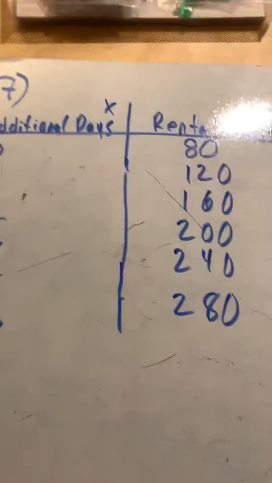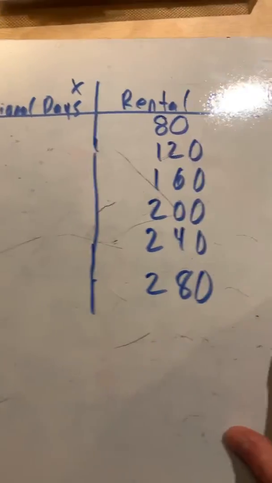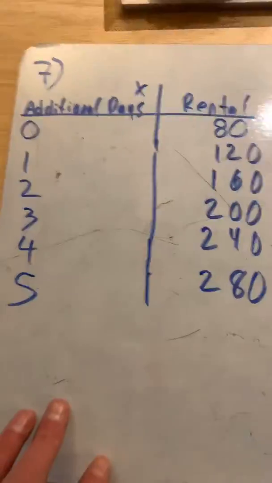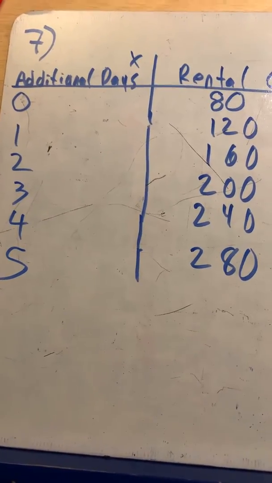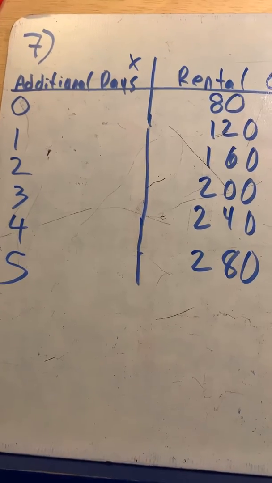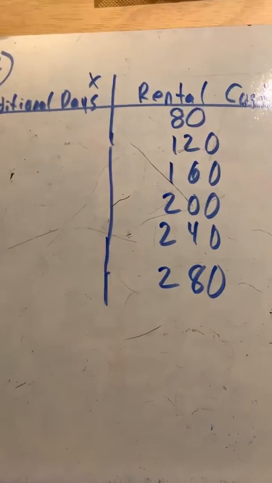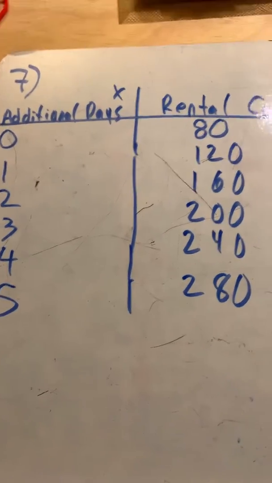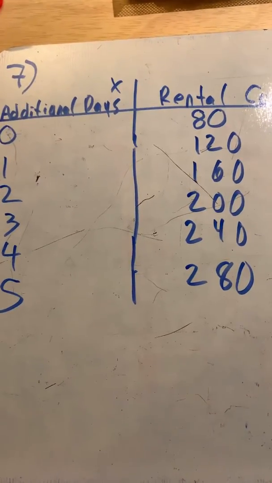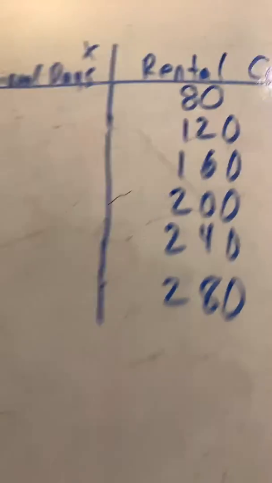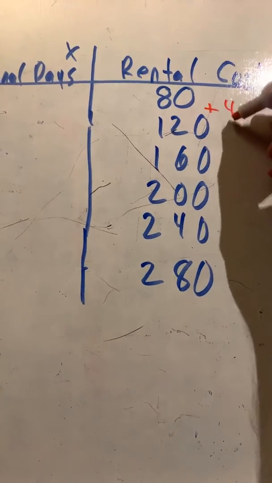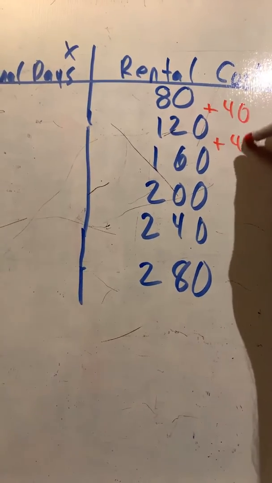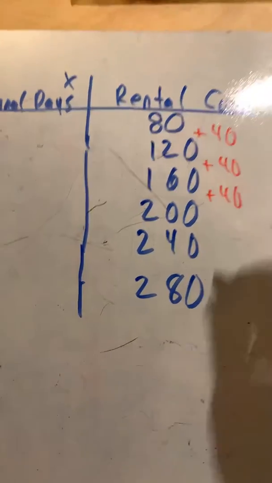The question said Michael rents a karaoke machine and it costs him $80 to initially rent it, and then it's $40 for each additional day of the rental. So in the table of values you have 0 additional days and the initial upfront cost is $80. And then every day after that you add on 40. So plus 40, plus 40, plus 40, and so on.